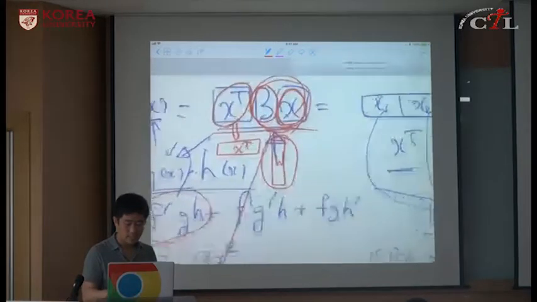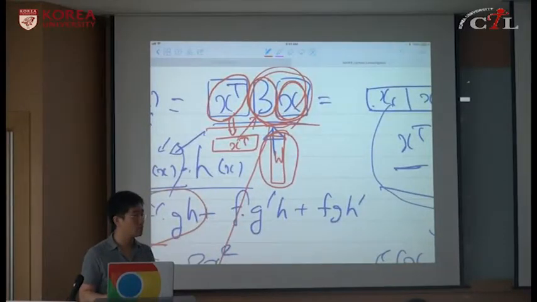Okay, and then let's move on to the second part, B. B does not contain any of the x. So B is just a constant matrix. So if we compute the partial derivative, that will give us just a 0, right? So we can just safely skip that. And then let's move on to the last part.